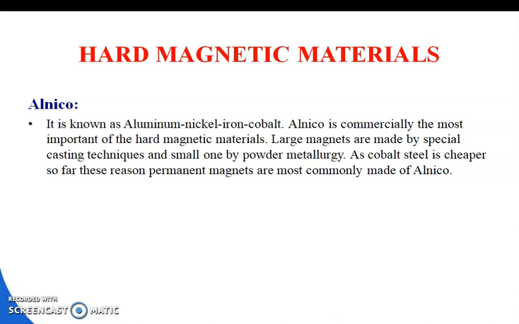This is an important thing for all the students to remember: it is known as alnico, aluminium, nickel, iron, cobalt. Alnico is commercially the most important hard magnetic material. Large magnets are made by a special casting technique, and small ones by powder metallurgy, as cobalt steel is costlier. So for this reason, permanent magnets are most commonly made of alnico. Remember the point.